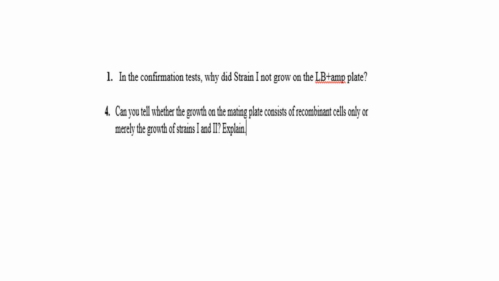With respect to question 4, recall what antibiotics were present in the media on the mating plate. Did strain 1 and strain 2 have the antibiotic resistant gene for both these antibiotics? If not, it means that strain 1 and strain 2 would have been sensitive to at least one of these antibiotics. Therefore, with this in mind, you should be able to tell whether the growth on the mating plate consists of recombinant cells only. And this is just an idea on how you should approach these questions.